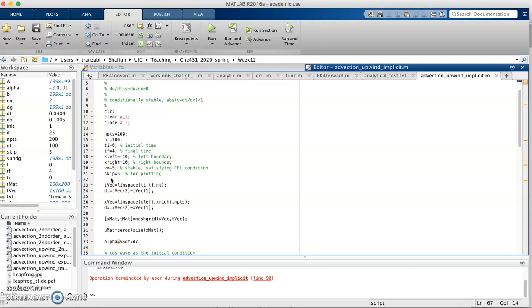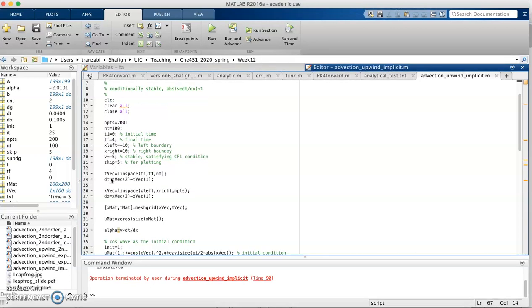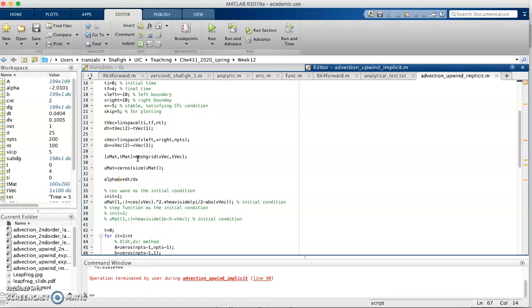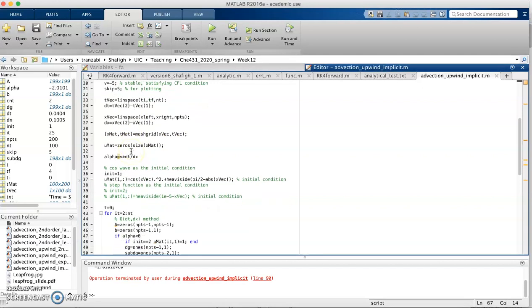Skip, this is a variable that I use for movie making. I'm skipping every 4 frames, and basically I pick 1 out of 5 to just create a movie, because I don't want to have a lot of frames. Makes my movie a bit bigger than I can handle, or a lot bigger than I can handle. Alright, so we're going to discretize our time vector from t initial to t final with nt discretized points. dt, or the time interval, is going to be the difference between 2 successive time points. Same thing to x. I'm going to create x vector from left to right with npt as number of x discretization, and the dx is going to be x2 minus x1.